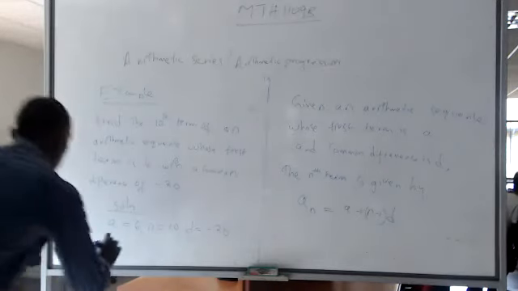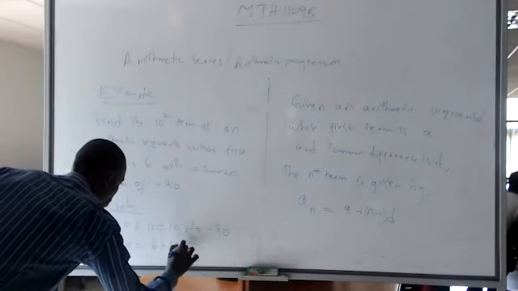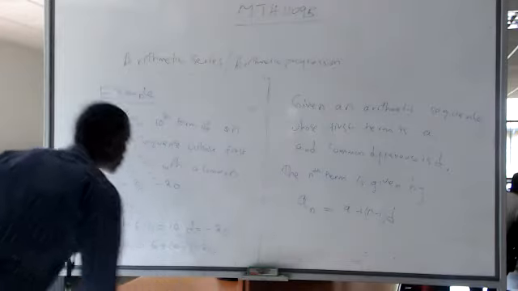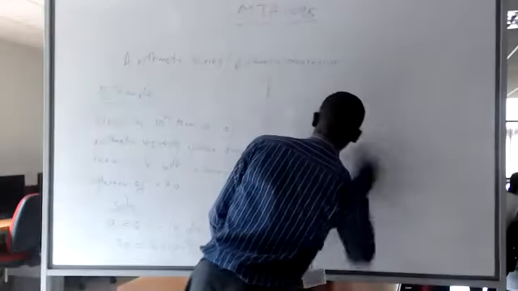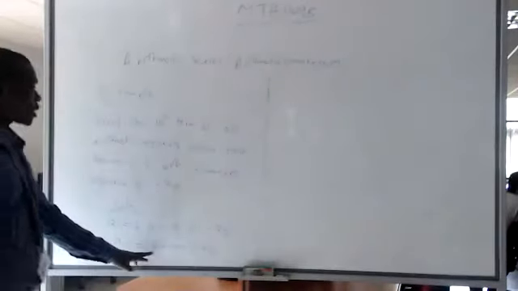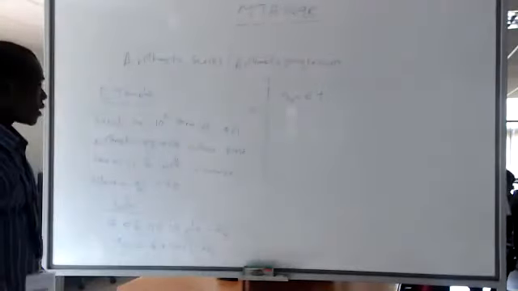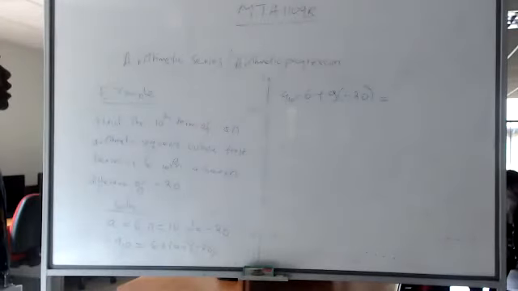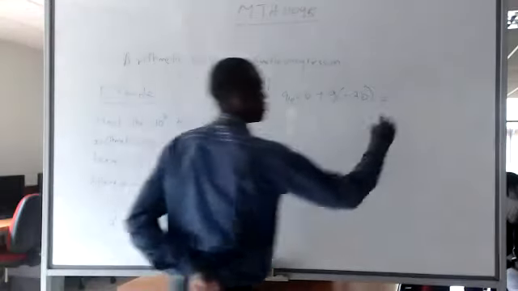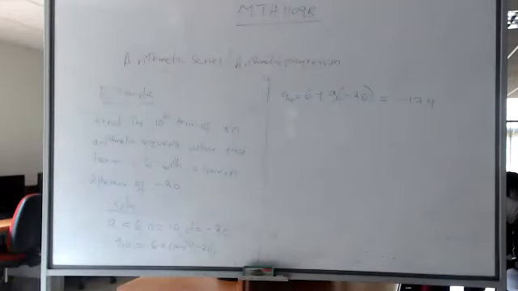Now, a10 should be 6 plus (10 minus 1) times -20. So this is 6 plus (10 minus 1, that is 9) multiplied by -20. So that should be -180 plus 6. That should give you -174 as the 10th term.